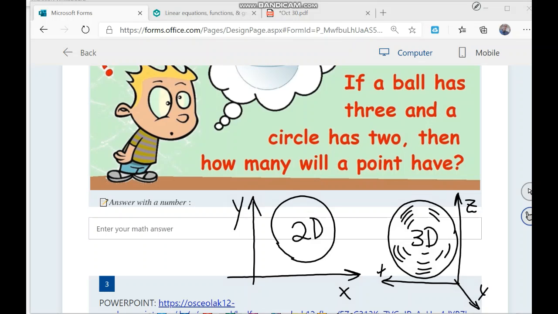Now tell me, the point. We're talking here about dimensions. How many dimensions does a point have? What do you think? And I have a few right answers here. How many dimensions does a point have? What do you think, Jacob? What do you think, Johnny L?